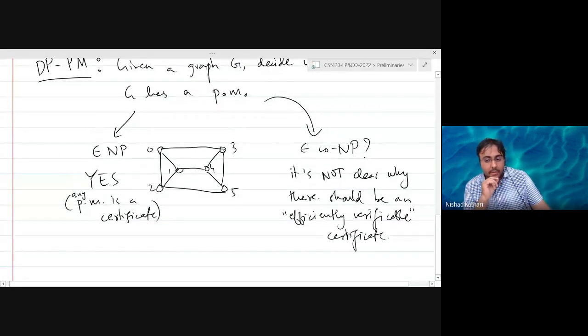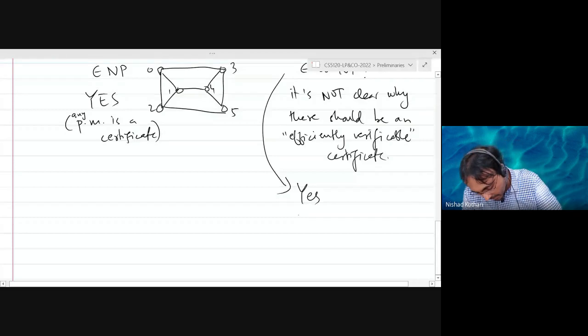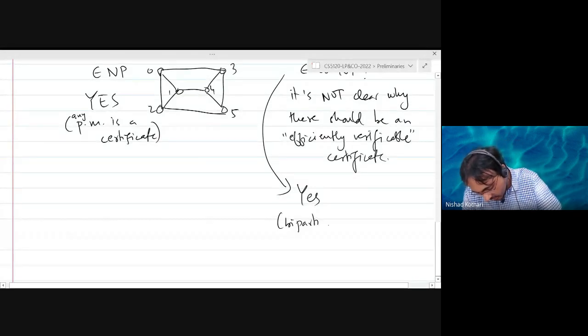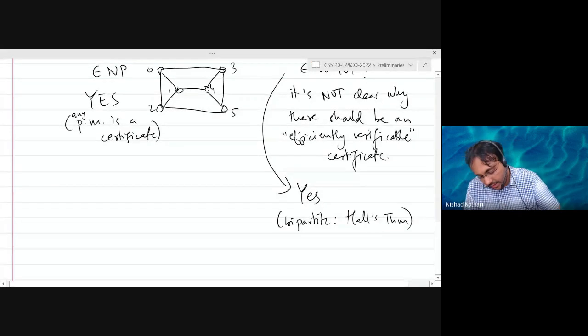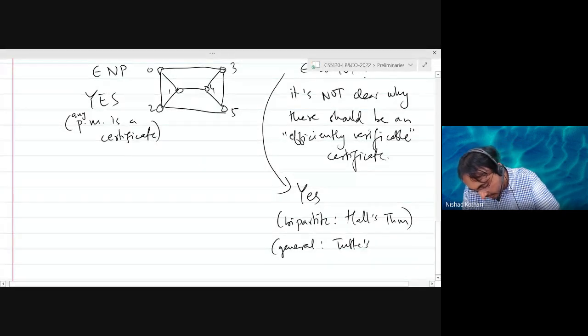However, many of you seem to have seen Hall's theorem, as per the poll which we conducted yesterday. Hall's theorem does tell you that the problem is in co-NP for bipartite graphs. So the answer to this is actually yes. And for bipartite graphs, you need a result called Hall's theorem. And for the general case, you need a result called Tutte's theorem. But we will talk about Tutte's theorem later. I just want to talk about Hall's theorem today.